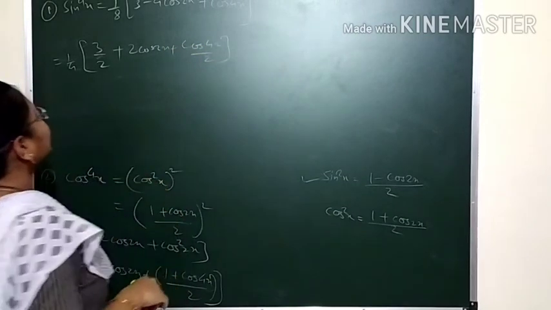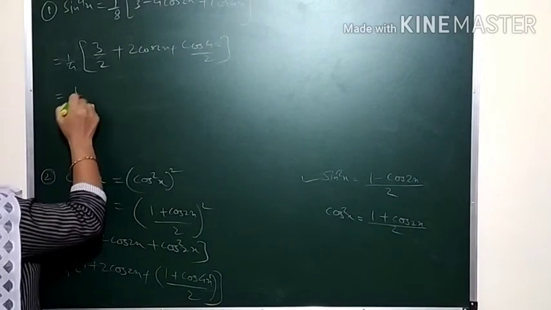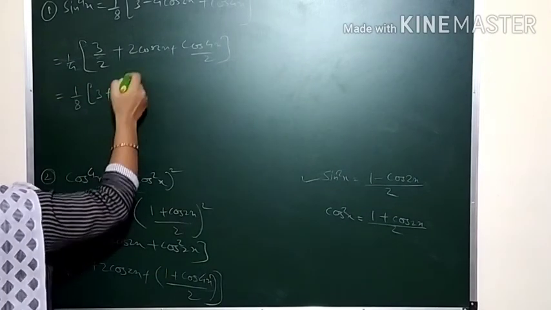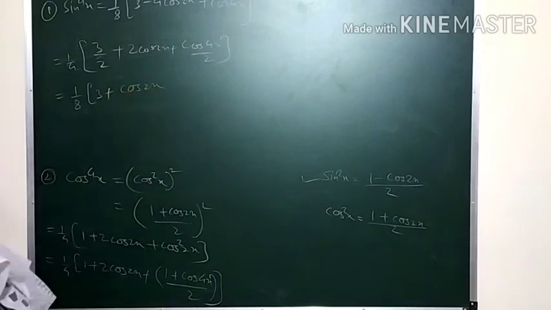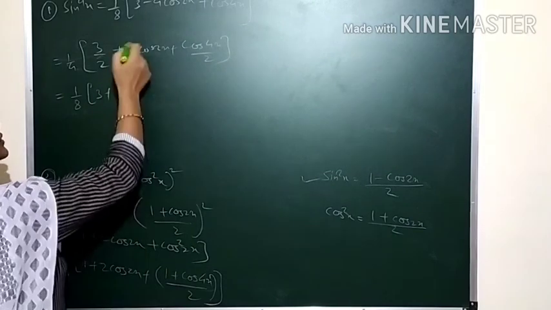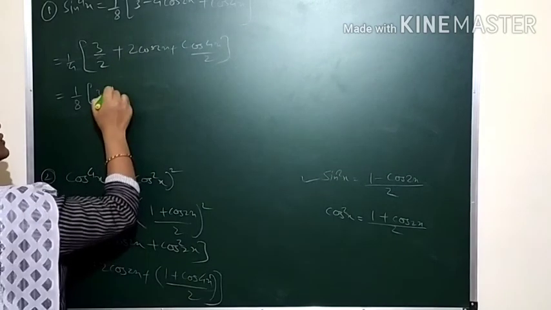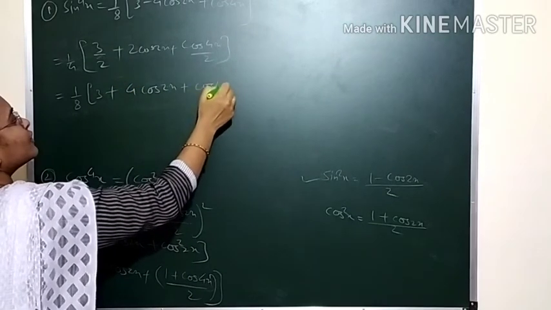So after multiplying, or if you want you can take this 2 out, so it will be 1 by 8 into 3 plus cos 2x. So here 4 will be there, 2 into 2 is 4. We will multiply and divide by 2, so you will get 4 cos 2x plus cos 4x.